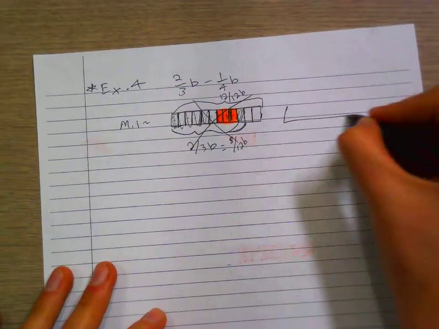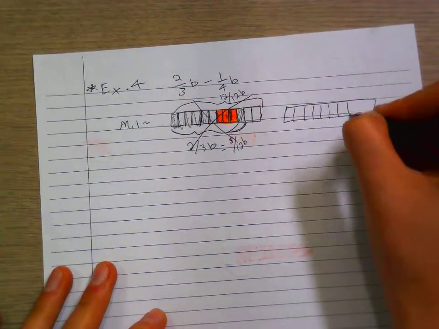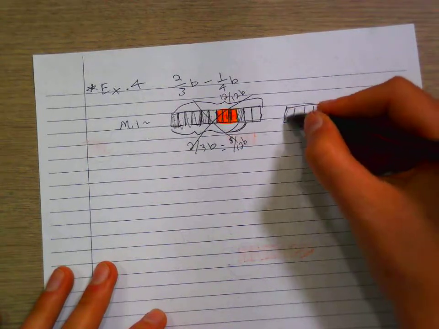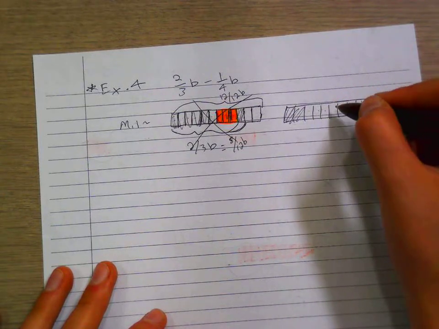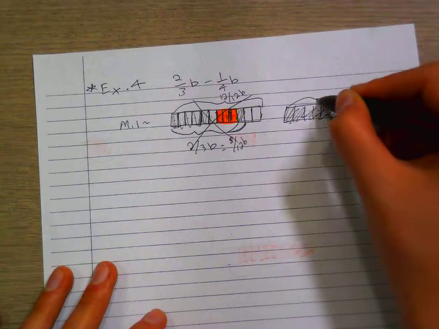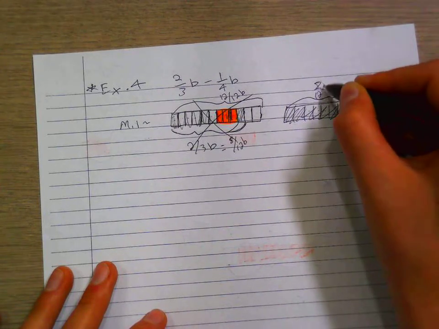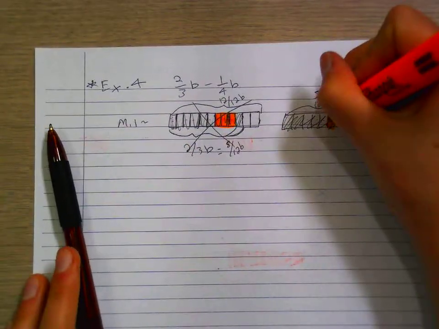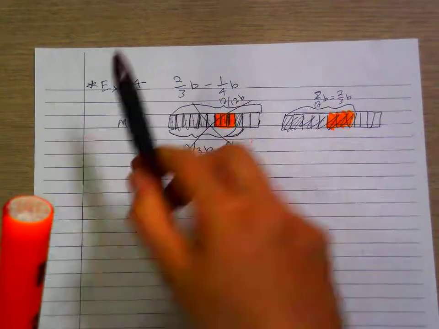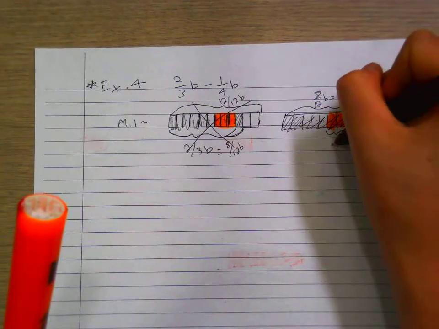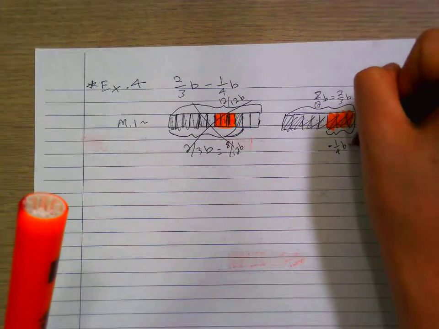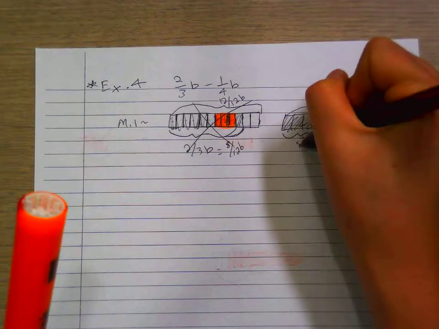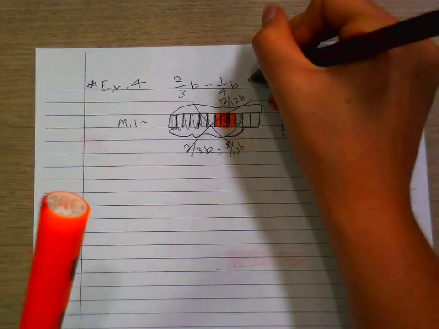1, 2, 3, 4, 5, 6, 7, 8, 9, 10, 11, 12. We color in 8, 1, 2, 3, 4, 5, 6, 7, 8. 8/12 b is equal to 2/3 b. Then we're going to get rid of 3, because we have that negative 1/4 b, which is equal to negative 3/12 b, and what we have remaining is 5/12 b, which is our answer. There we go, 5/12 b.